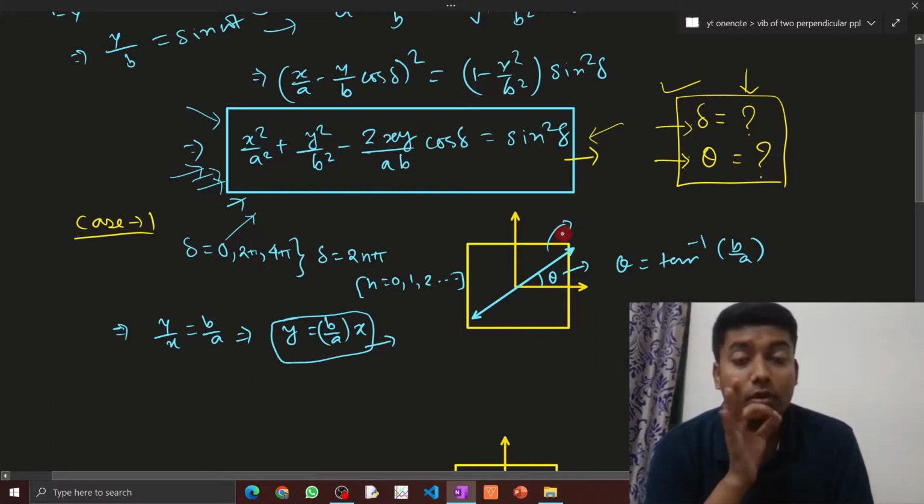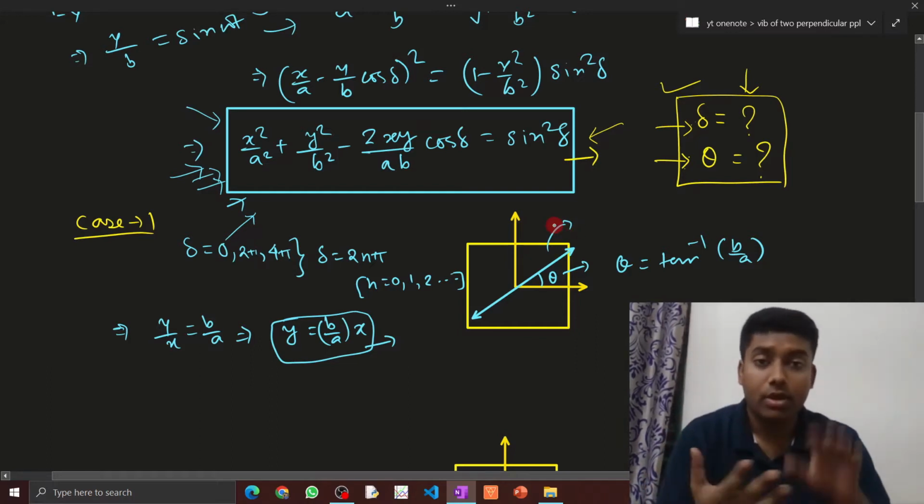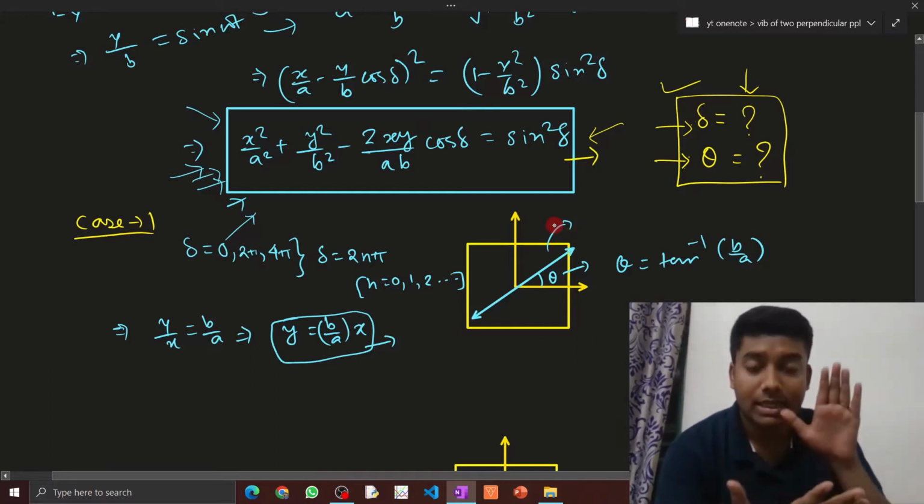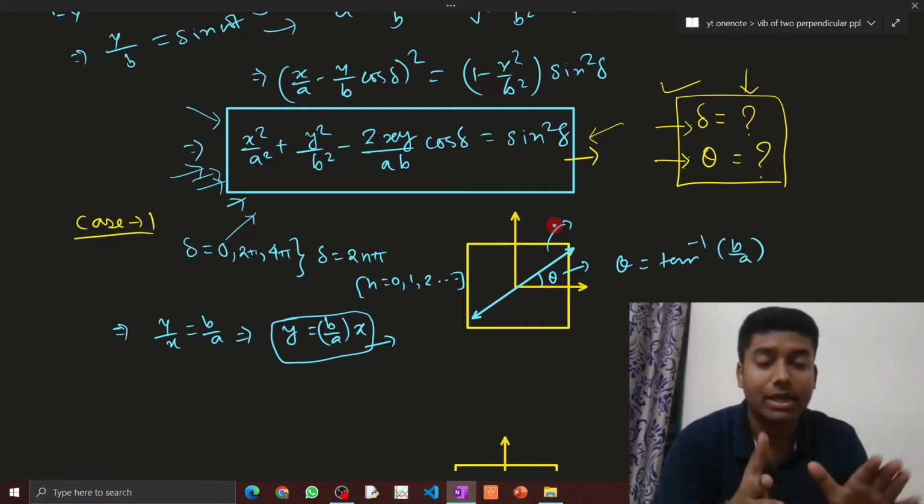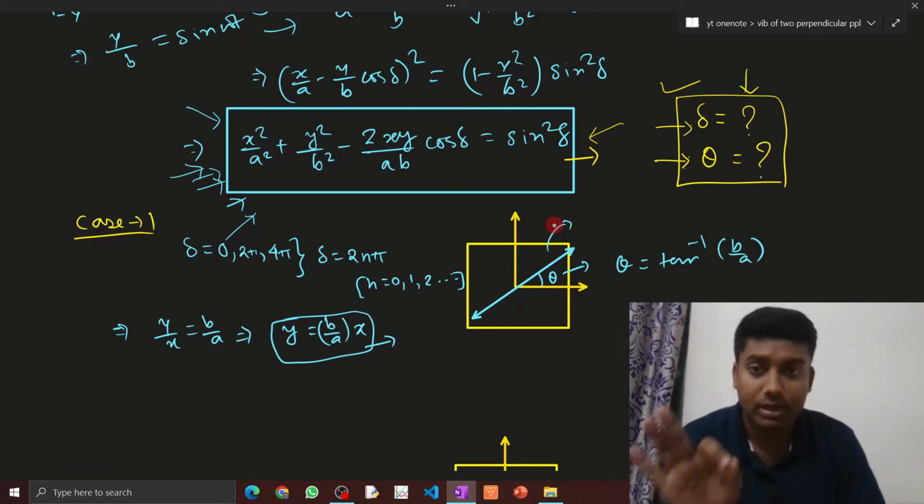Now we have discussed that we have a plane polarized light that is incident on a doubly refracting crystal making an angle theta.